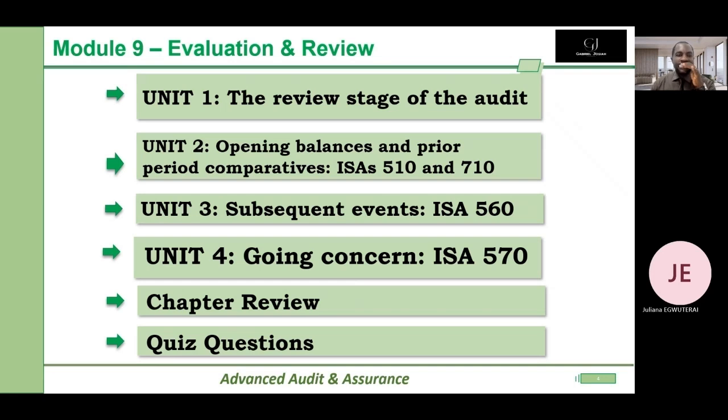Then we're looking at opening balances and prior comparatives based on International Standards on Auditing 510 and 710. Then we look at unit 3, which is subsequent events, events after reporting date, after you've done the audit, what transpires, what comes up. And also ISA 570, looking at going concern of the business. Is the business working, or from the financials looking to operate in perpetuity or in the near future? And these 4 units round up chapter 9, which is evaluation and review. We look at our quiz after it.